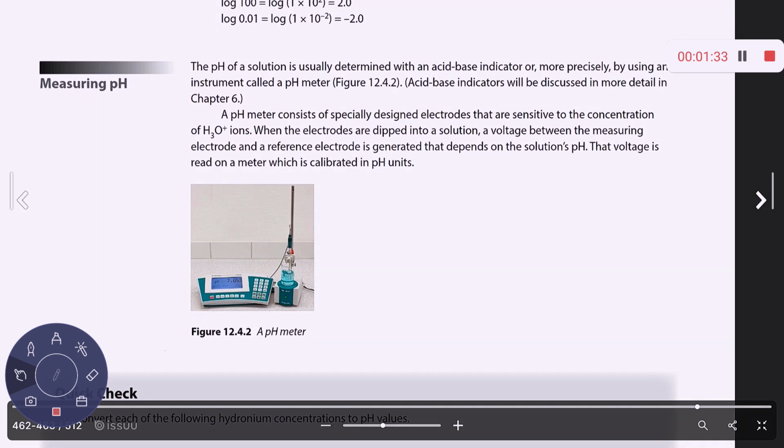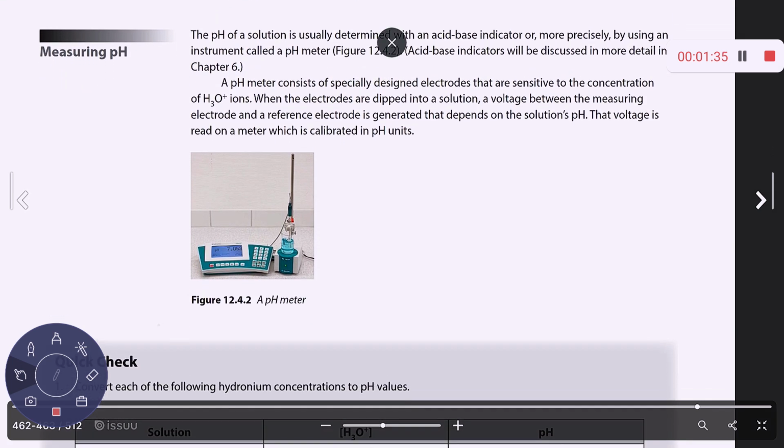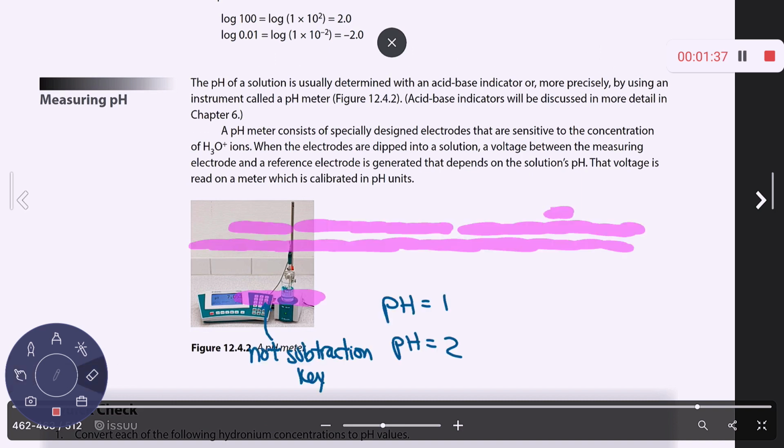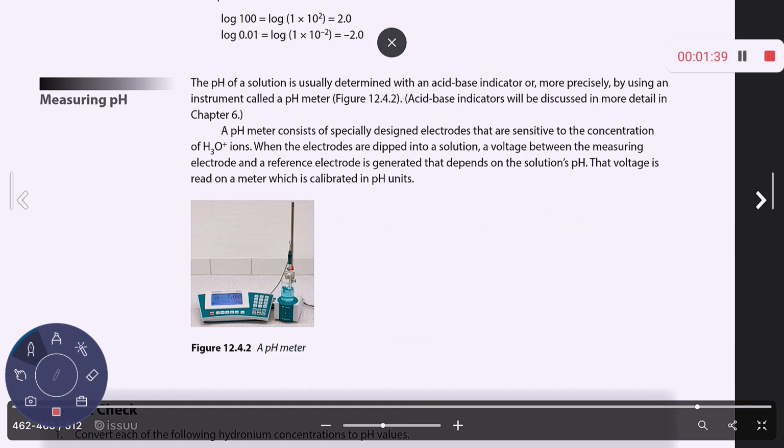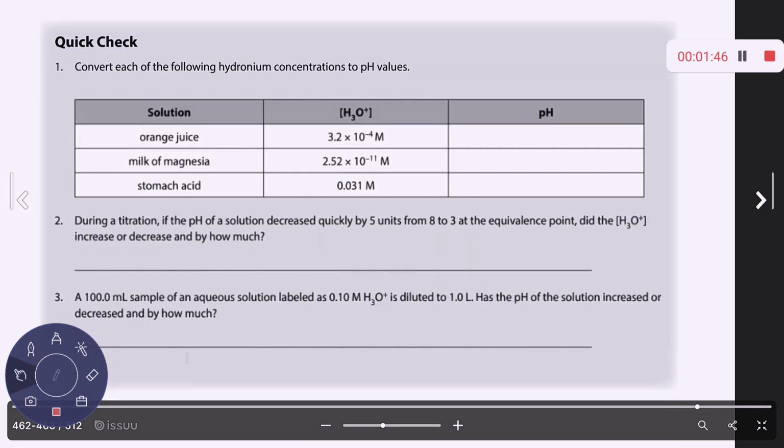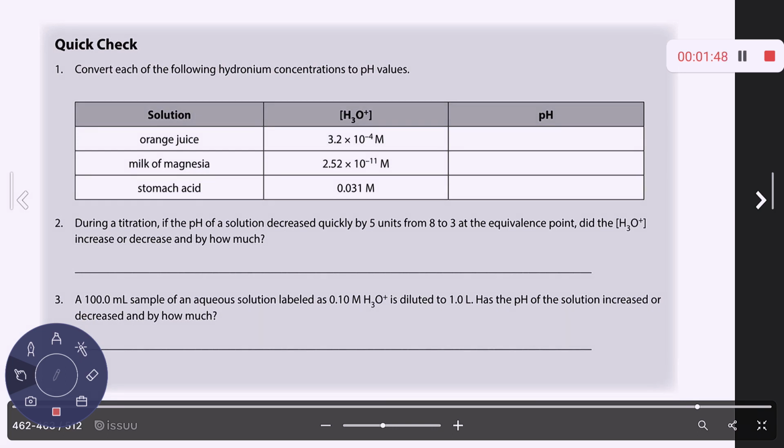Okay, let's talk about measuring pH. Generally speaking, pH is measured with a pH meter, and there are acid-base indicators as well. We've used one. We used phenolphthalein. Let's come down here and take a look at the quick check. I'd like you to calculate the pH values for orange juice, milk of magnesia, and stomach acid. And then I'd like you to do number 2, and we will go over the answers. Work on those with the person sitting next to you.